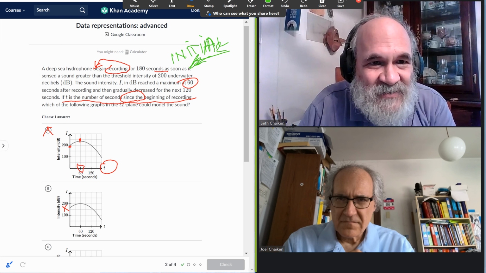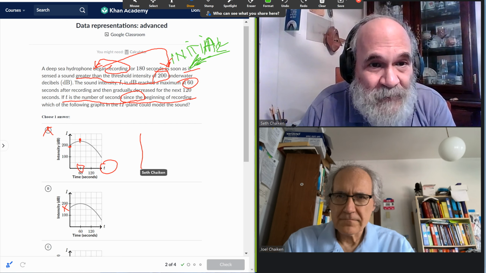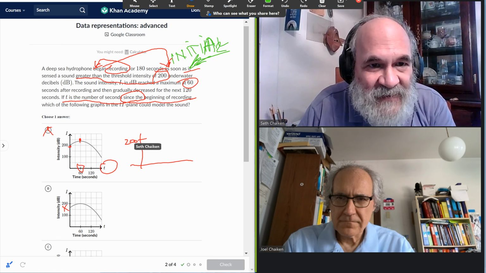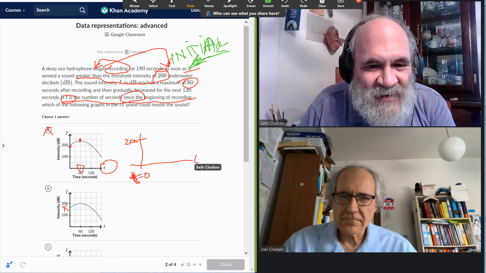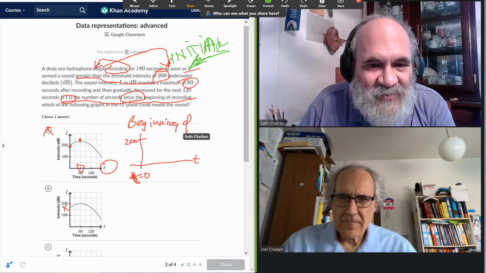For 180 seconds. It began as soon as it sensed a sound greater than 200. So whatever the graph is at 200, and then T is the time since the beginning of the recording. So T equals 0 on the T axis means the beginning of the recording.